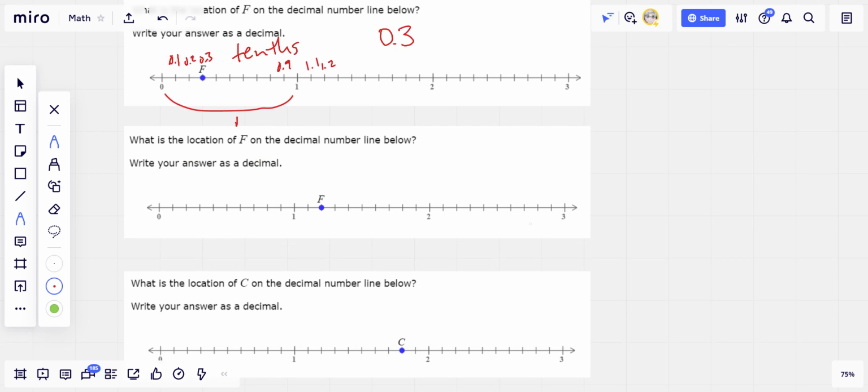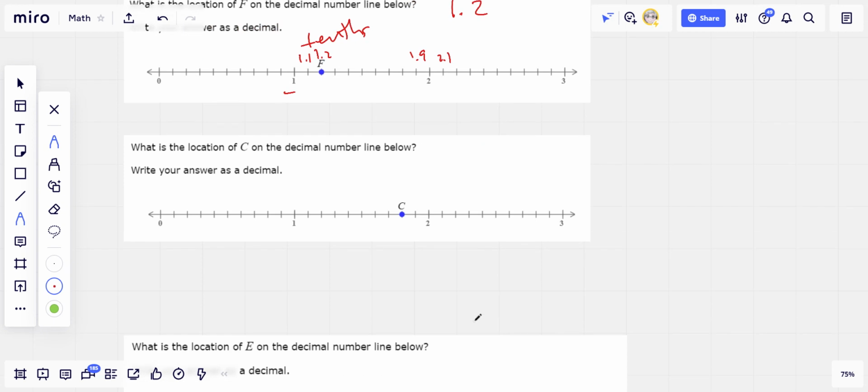Let's try another couple of these. So this one, it's the same kind of number line, so we know these are tenths again. And we're starting at 1, so 1.1 is the first tenth, and 1.2 is the second tenth, and we could count all the way up, 1.9 again, 2, 2.1, etc. But we found it. F is at 1.2.